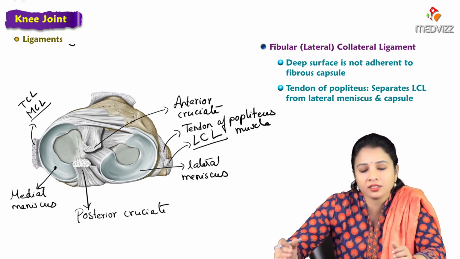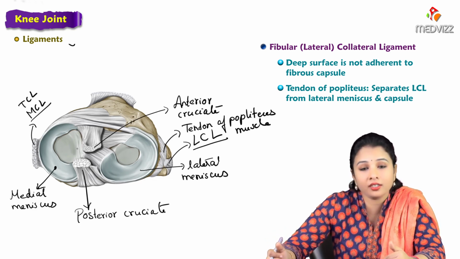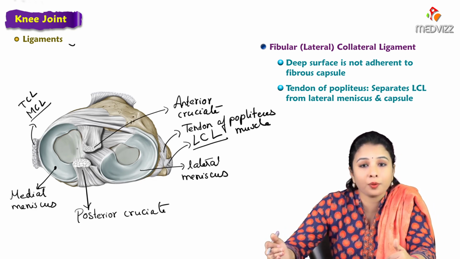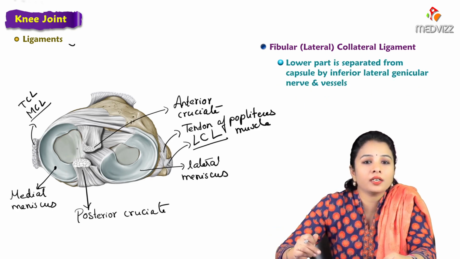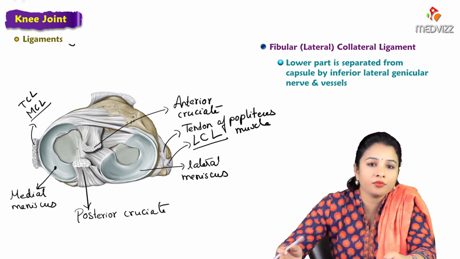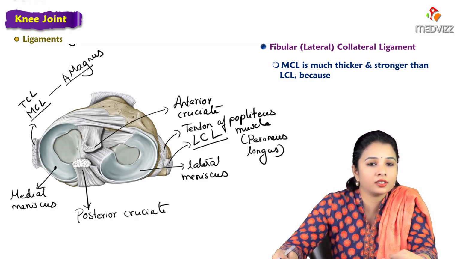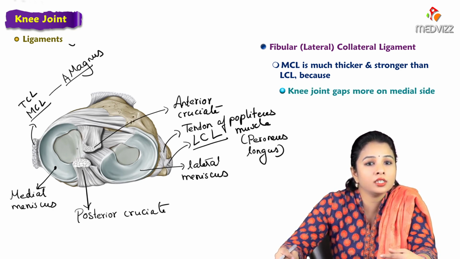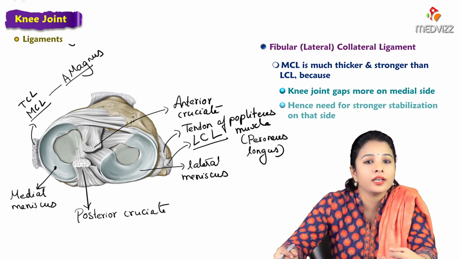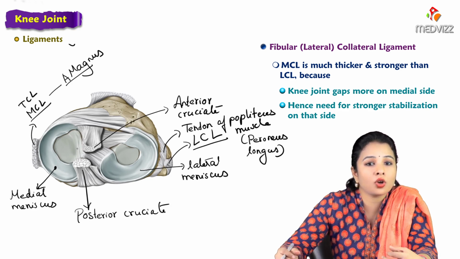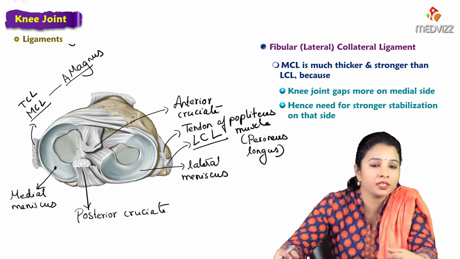The lateral meniscus is protected not only by the lateral collateral ligament, that is the tendon of popliteus, and in its lower part it is separated from the capsule by inferior lateral genicular nerves and vessels. The medial collateral ligament is much thicker and stronger than the lateral collateral ligament because the knee joint gapes more on the medial side, hence it needs stronger stabilization on the medial side.